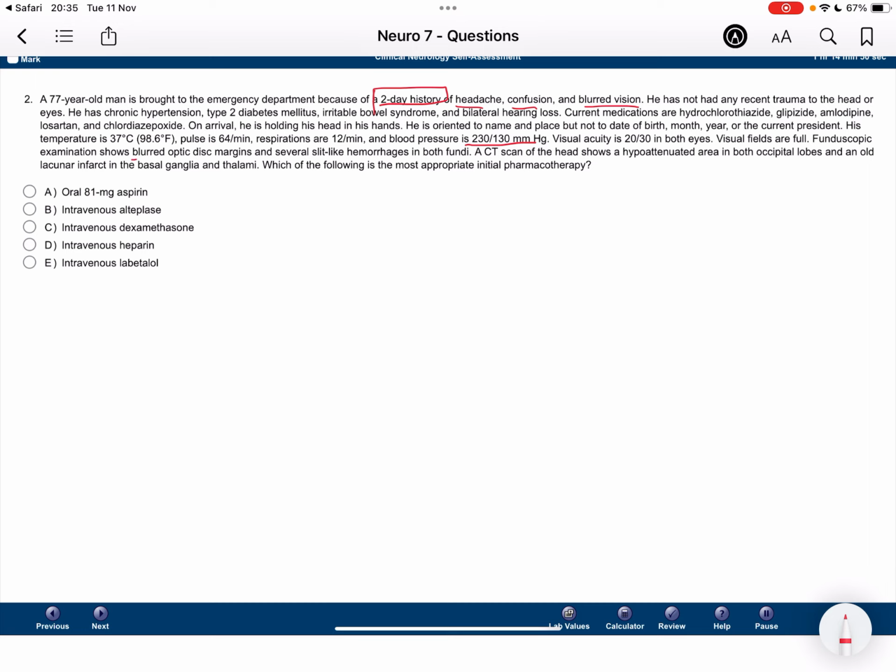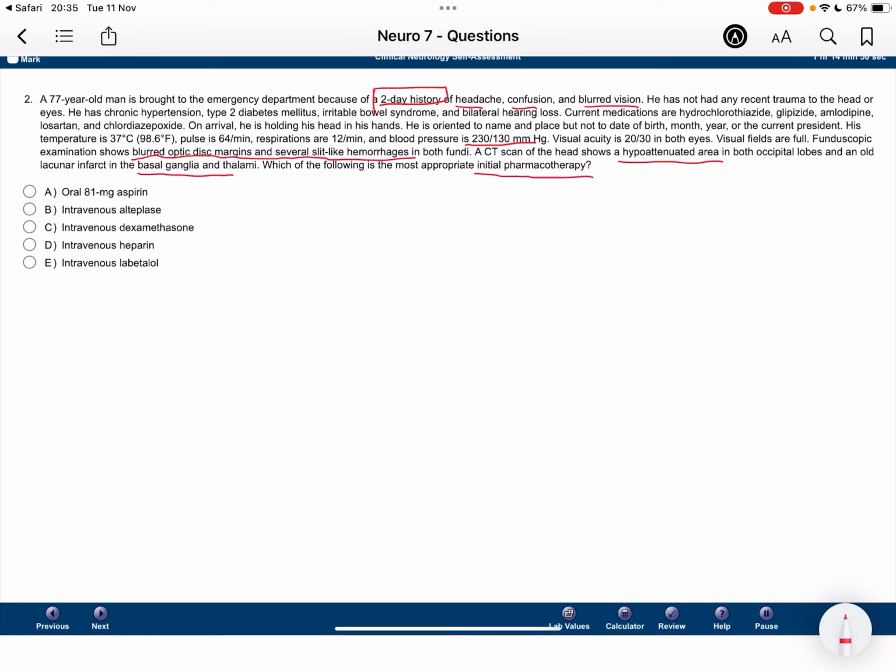Fundoscopic examination shows blurred optic disc margins with several slit-like hemorrhages in both fundi. A CT scan of the head shows hypoattenuated areas in both occipital lobes and an old lacunar infarct in the basal ganglia and thalami. Which of the following is the most appropriate initial pharmacotherapy the examiner is worried about?